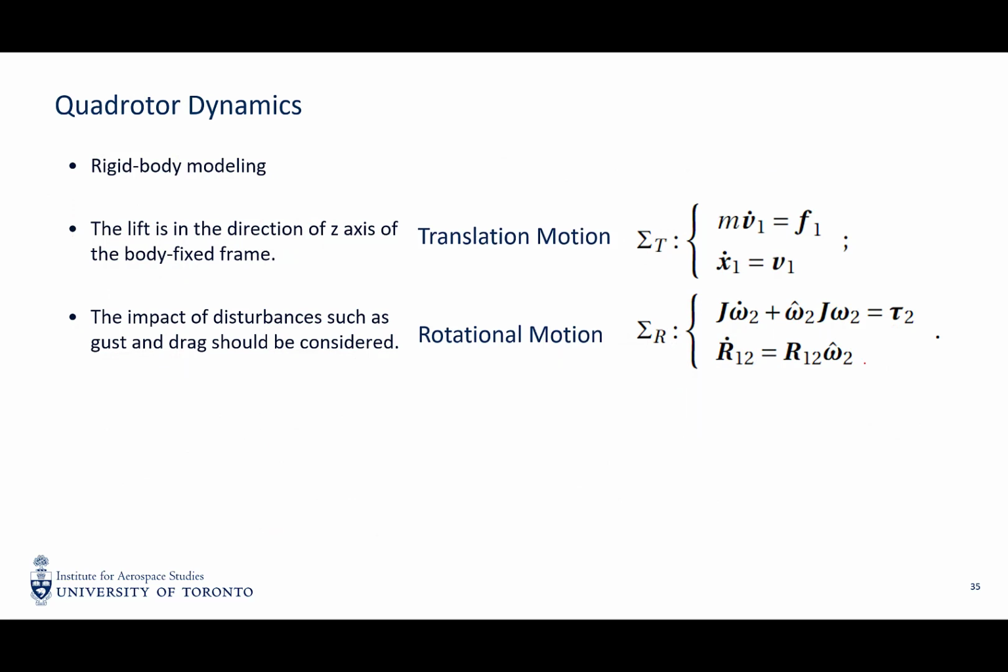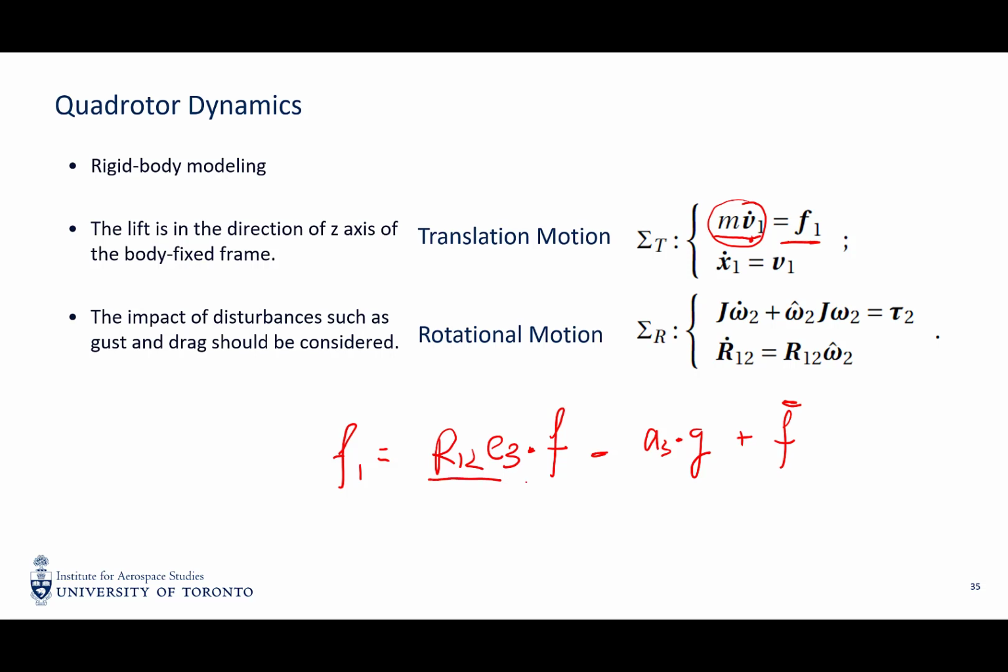So to sum up, the quadrotor is assumed to be a rigid body. Based on our analysis of rigid body modeling, the mass times the inertial acceleration equals the total force on the system. But the total force actually consists of several different parts. The first one is actually the lift.